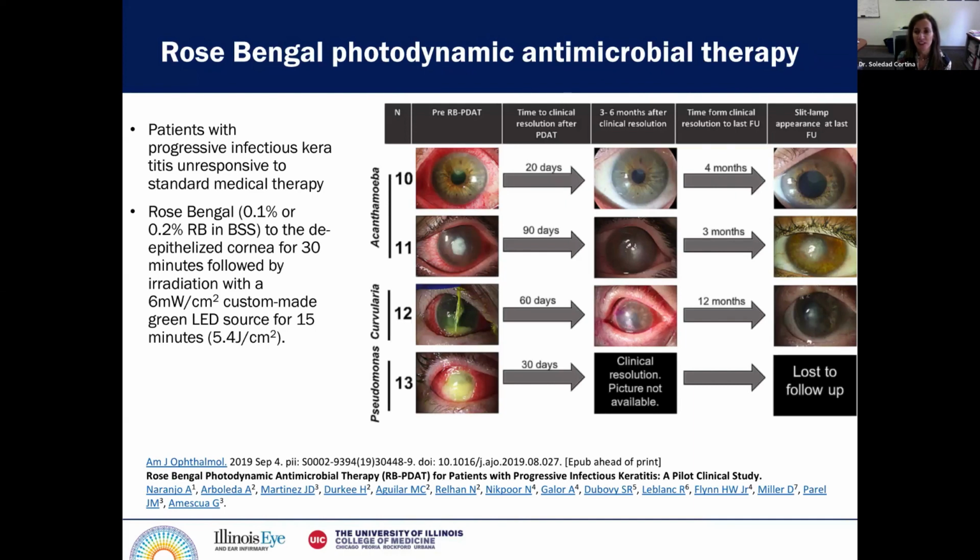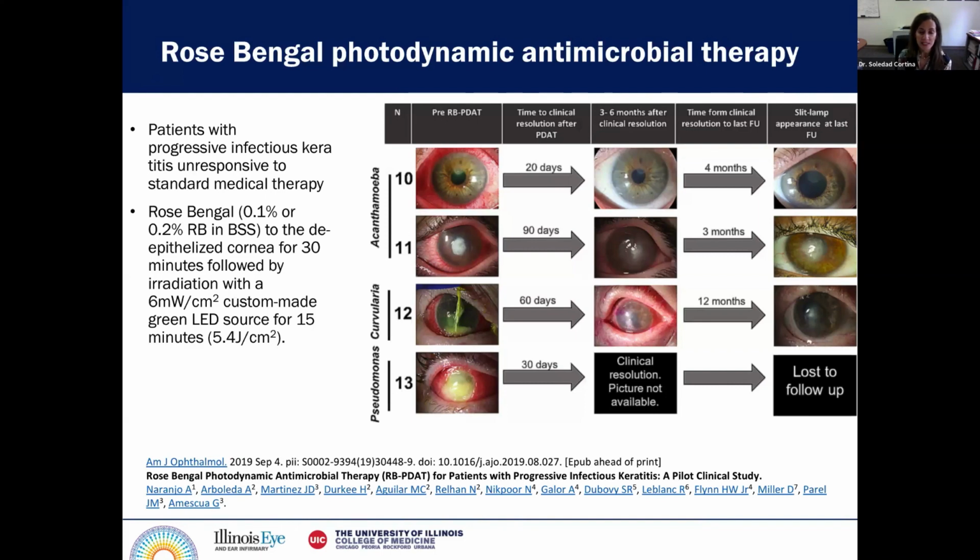And this is something new. It's kind of hot off the press, just published about a month ago in American Journal of Ophthalmology. It's a concept similar to cross-linking, but with a different technique. It's called Rose Bengal photodynamic antimicrobial therapy.